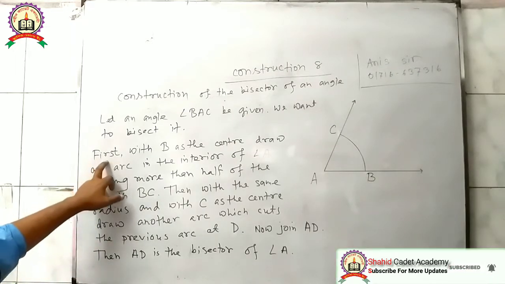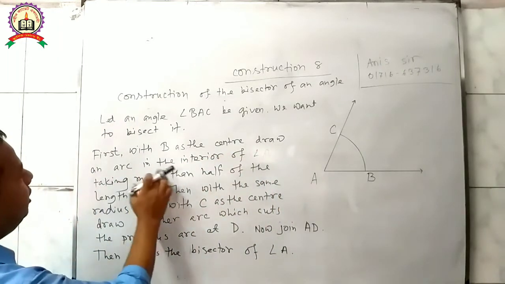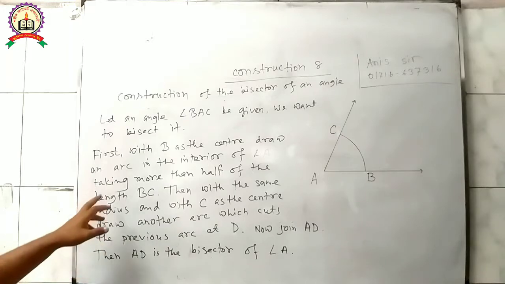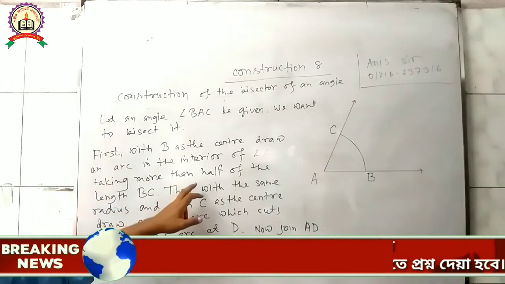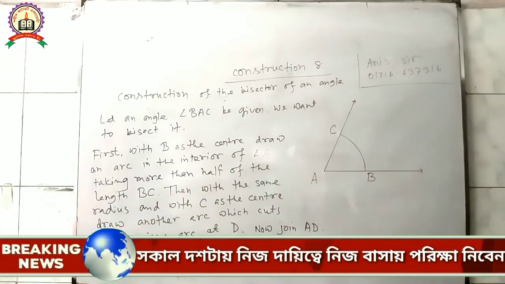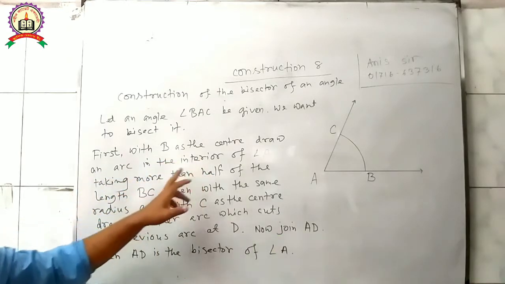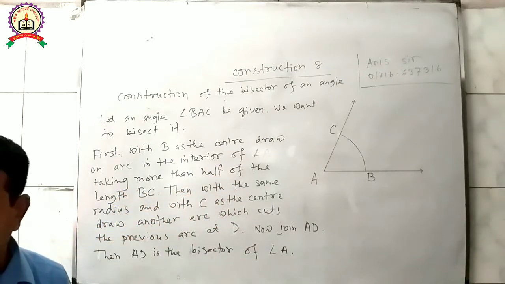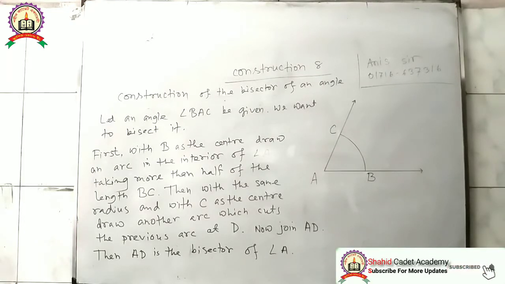Now, at first, with B as the center, draw an arc in the interior of angle A, that means in the middle of angle A, taking more than half of the length BC. Taking B as center, we have to draw an arc.